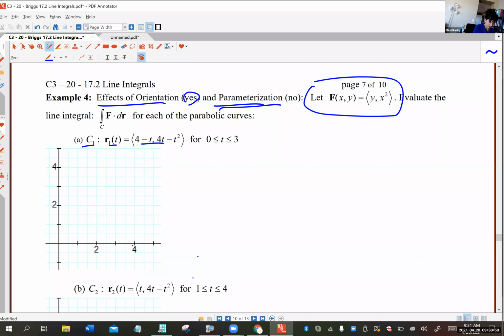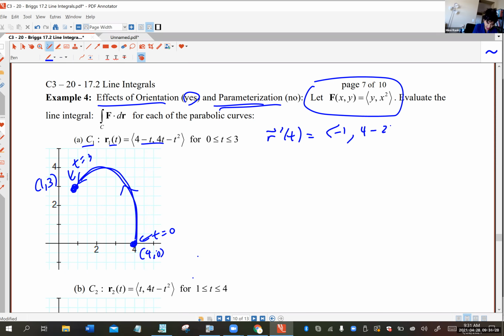So over here, it's going to start at the point (4, 0). That's when time t equals 0. And it's going to end up over here. And you've got to put an arrow here so everybody knows the direction. It ends up at the point (1, 3) once time t equals 3 seconds. And it goes along this parabolic arc. So there's your curve C1. So r prime, because you know I'm going to need it, is -1, 4 minus 2t.